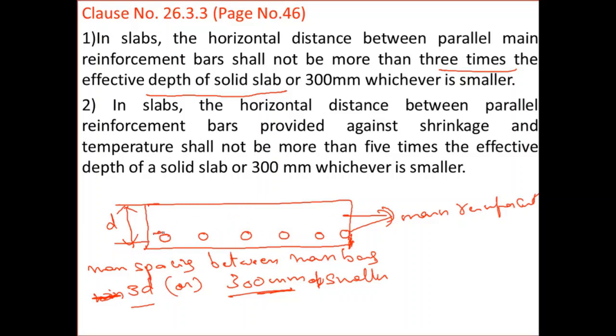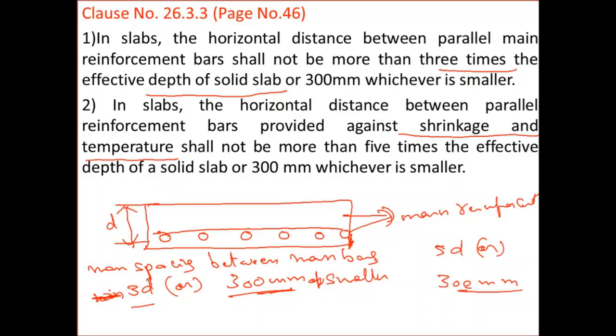Then the transverse reinforcement will be in this direction, and this transverse reinforcement we provide to make the resistance against shrinkage and temperature. You cannot see it here, but if you take the side view, then you can see the transverse reinforcement or distributing bars. In the distributing bars, the spacing should be minimum of 5D or 300 mm.